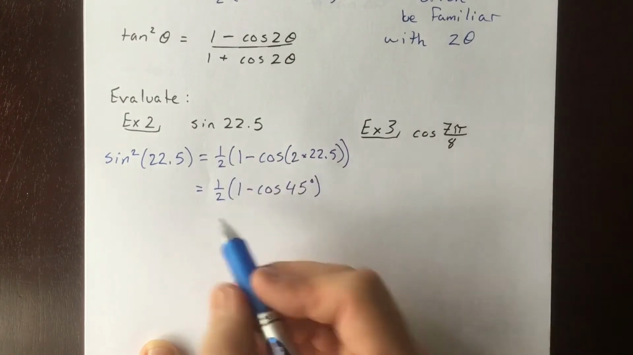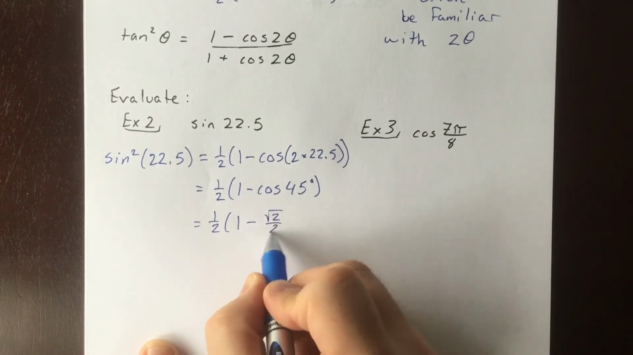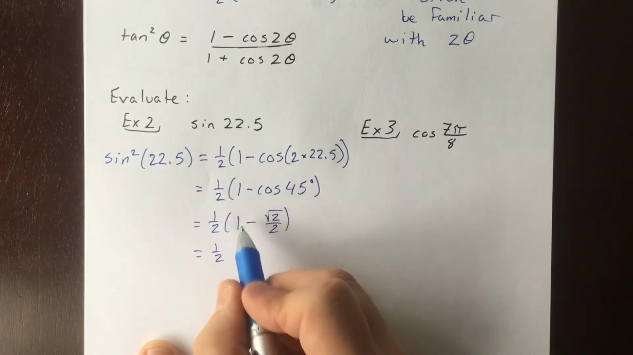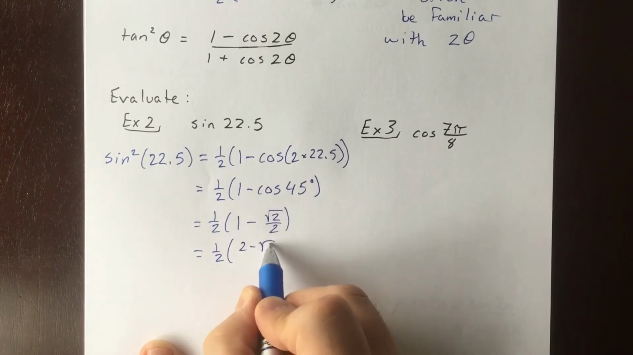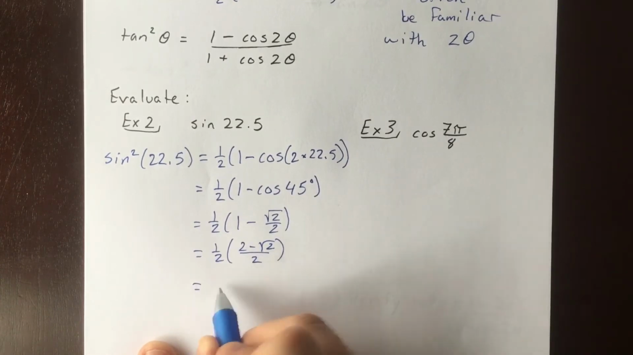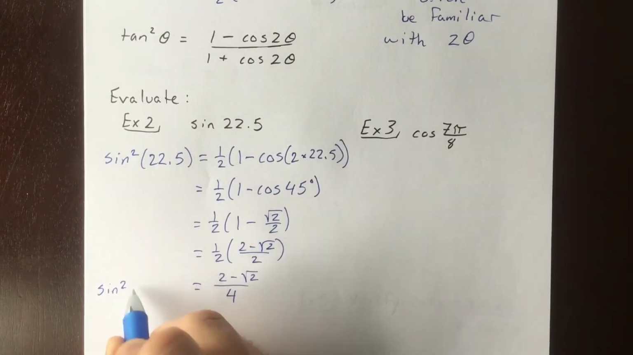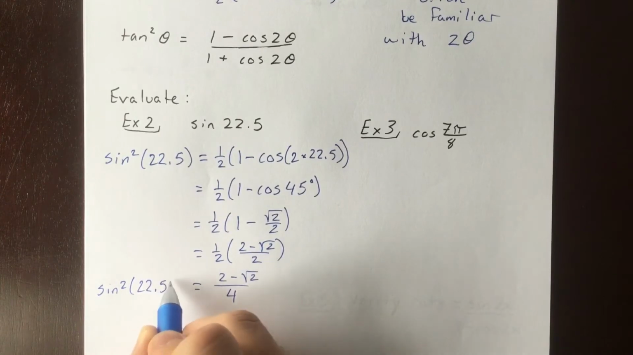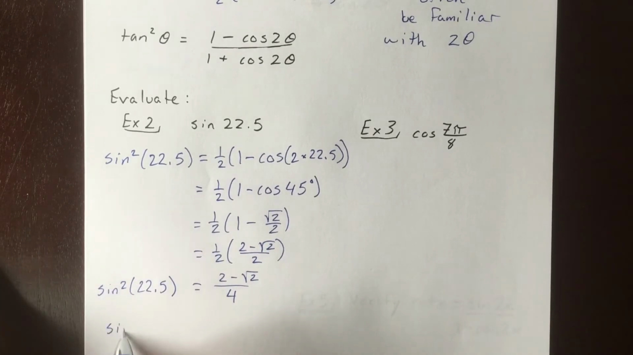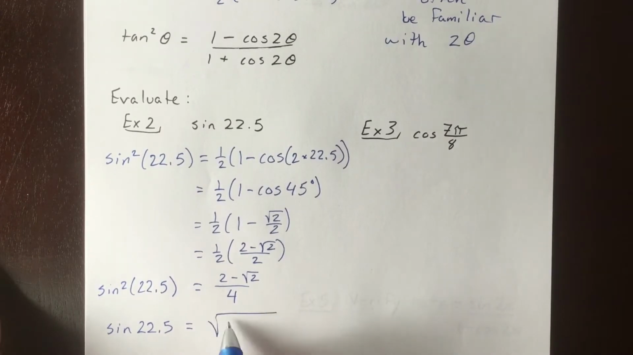So 1/2, I get excited here. This is going to be square root of 2 over 2. With a common denominator, 1/2 of 2 over 2 minus square root of 2 over 2, which says that 2 minus square root of 2 over 2 is what we get. Multiplying by 1/2, we multiply the denominator, which gives us 2 minus root 2 over 4, but that is sine squared. I foresee maybe that's going to be one of our issues, remembering that this is sine squared. So sine of 22.5 will be the square root of this.